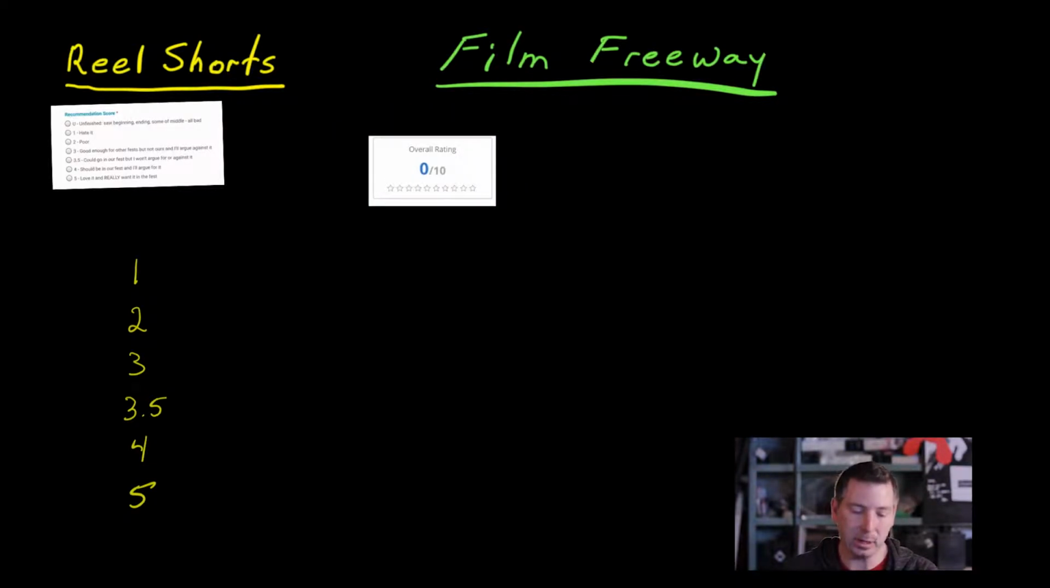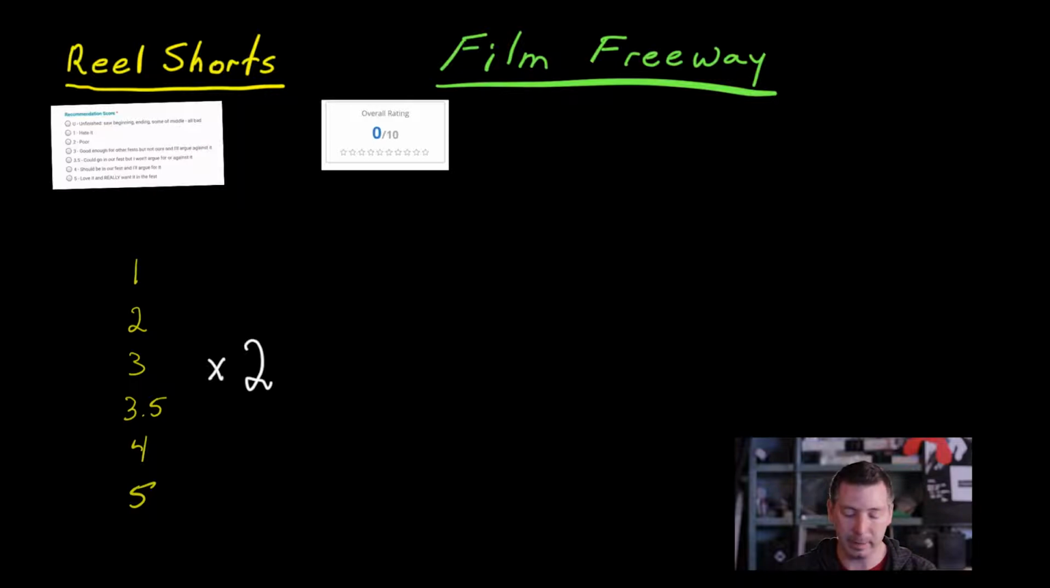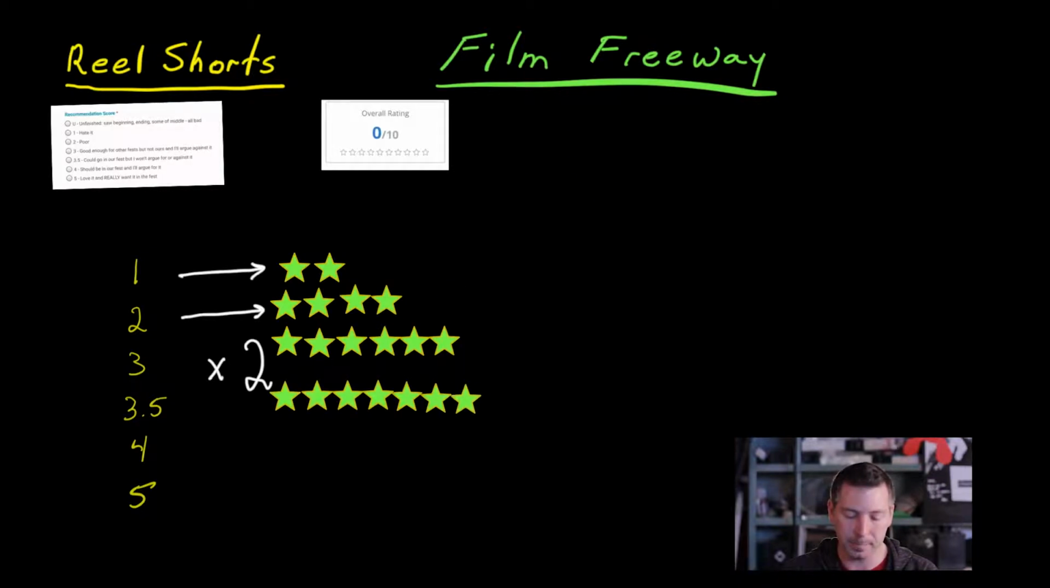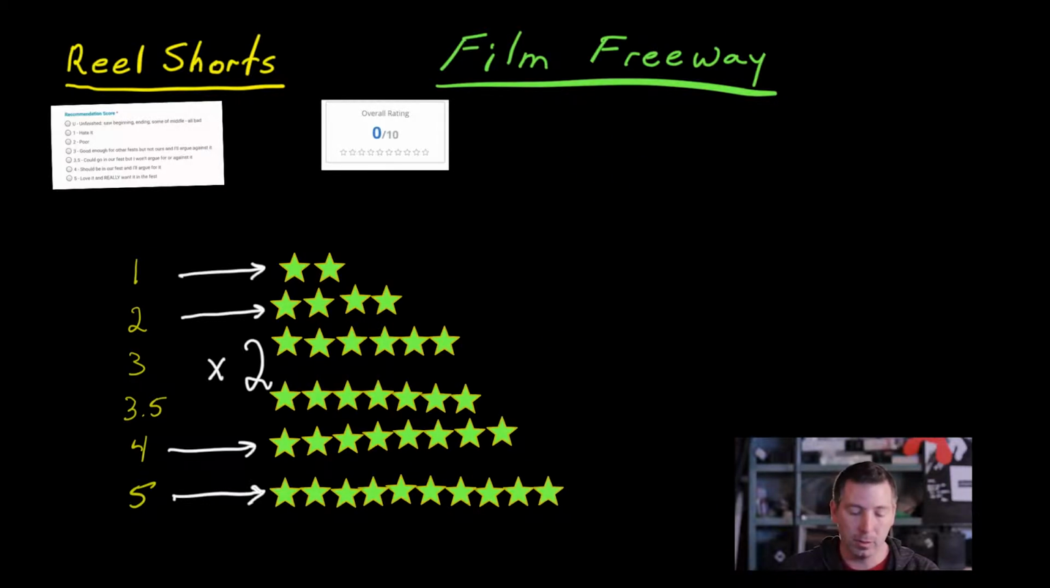To do that, we simply take our real short score and multiply it by 2. So simply a 1 becomes 2 stars, a 2 becomes 4 stars, 3, 6 stars, and so on. The one exception is a U becomes a 1 star, just because we can't multiply U by 2.